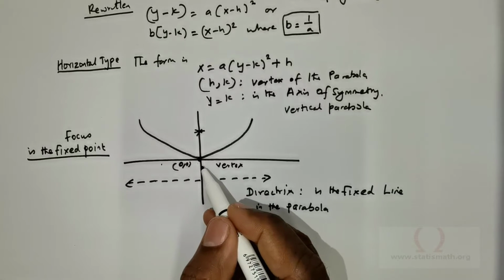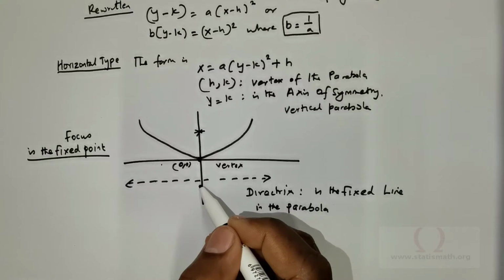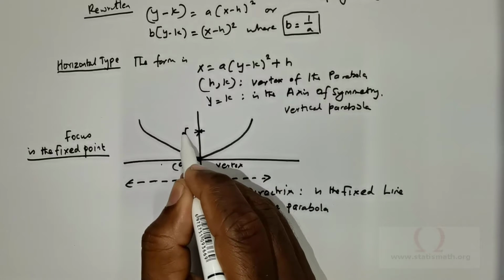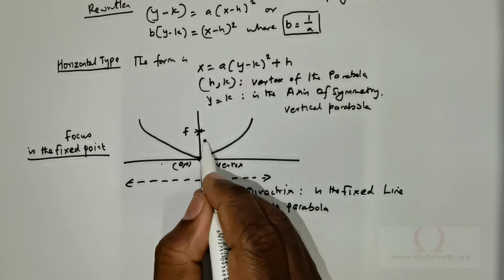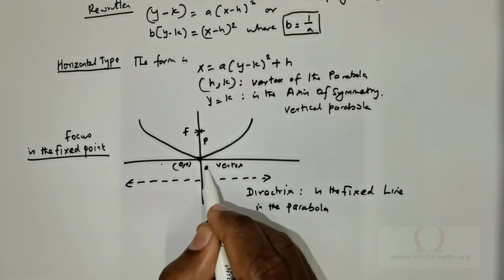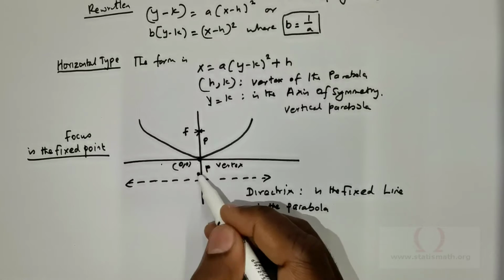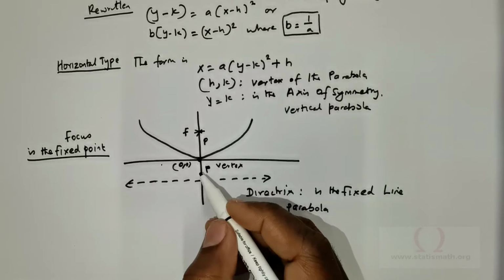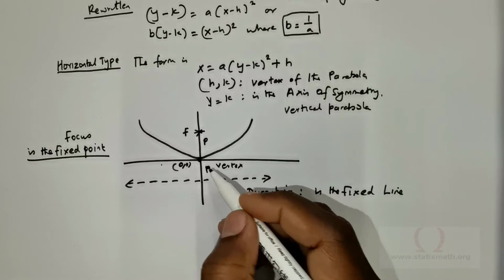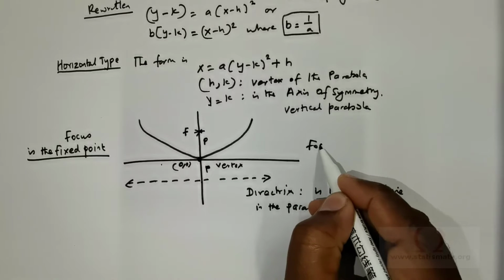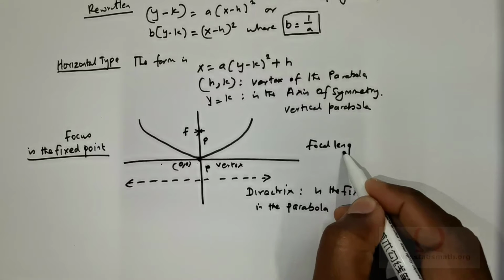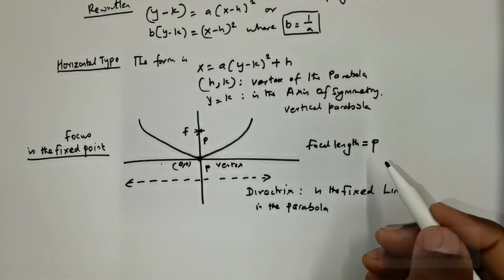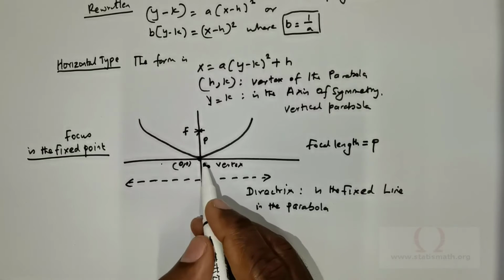Now, the distance between the vertex and the directrix, and the distance between the vertex and the focus, is always the same, and it is given to be p and p. So these two distances are going to be the same. Now, having said that, you should also know that we call the focal length to be p. So that is very important that you have to know.